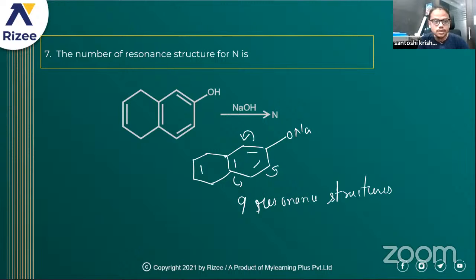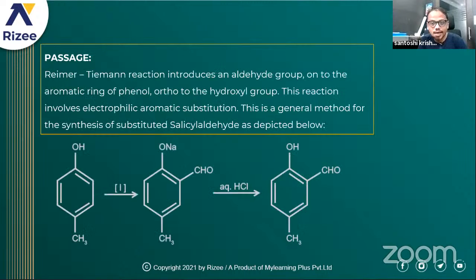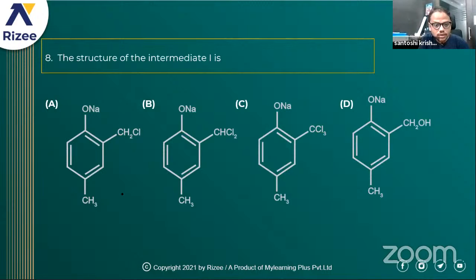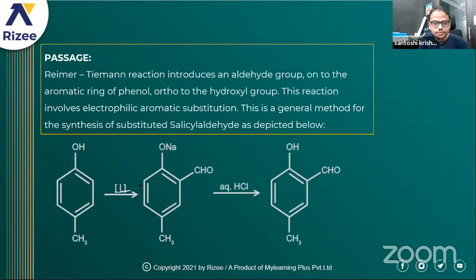Next one. The Reimer-Tiemann reaction introduces an aldehyde group onto the aromatic ring of phenol, ortho to the hydroxy group. This reaction involves electrophilic aromatic substitution. This is a general method for the synthesis of substituted salicylaldehyde as depicted below. The Reimer-Tiemann reaction is generally the formation of salicylaldehyde from phenol. Here one methyl group is present, so we are getting a substituted salicylaldehyde. What is the question now? The structure of the intermediate I is.